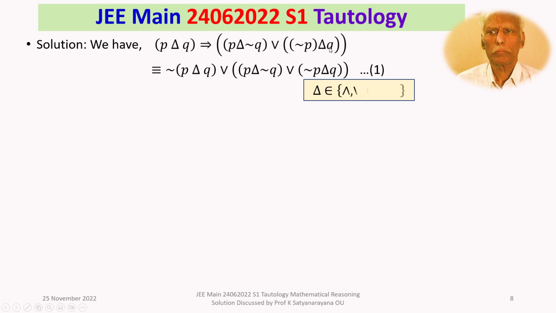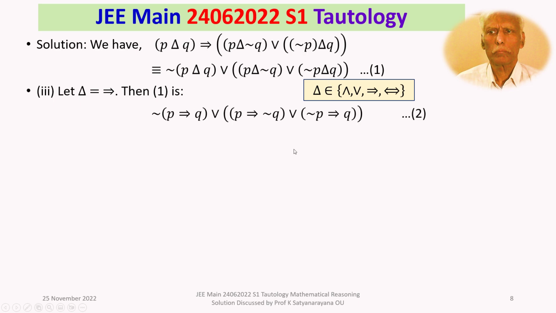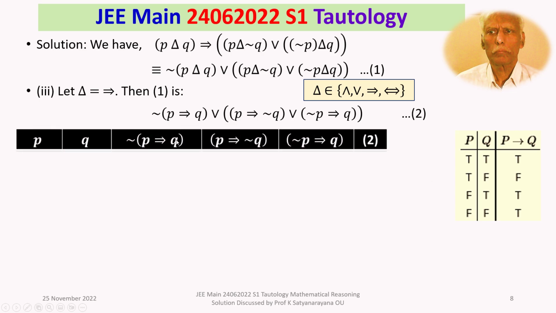So there's a given statement, equivalent statement, and the delta comes from these four logical connectives. And this time, case 3, delta is implies. So wherever there is delta, you write implies. And if you know the truth table for implies, that is sufficient. Now write P, Q as usual in the earlier discussion. So this is the same one. Now we have T, T. So P, T implies T, T.